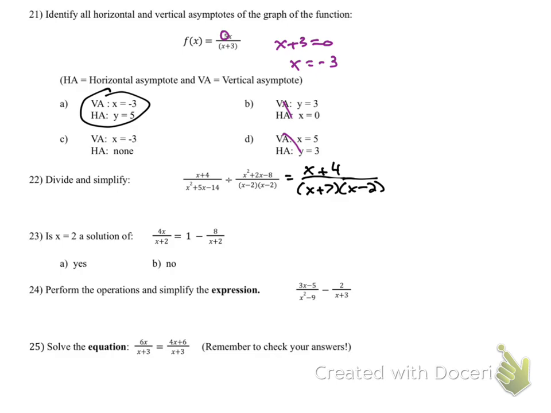22, we want to multiply by the reciprocal. So we got x plus 4 over x squared plus 5x minus 14, which factors to x plus 7 times x minus 2, multiplied by the reciprocal, x minus 2 times x minus 2 over, need to factor, we get x plus 4 times x minus 2. From there we're going to cancel, cancel, and all we're left with is 1 over x plus 7.